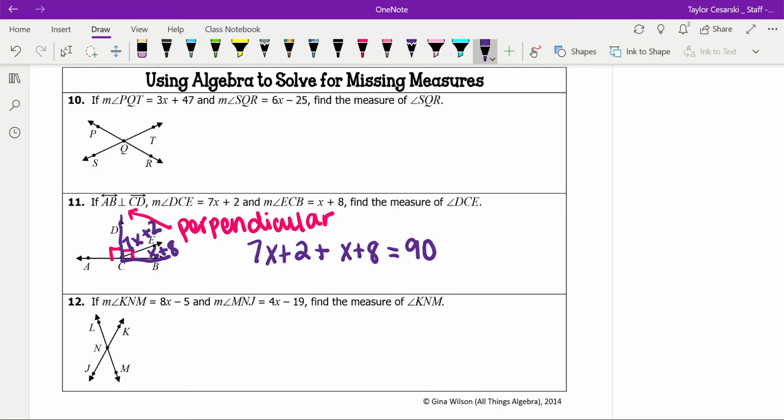Alright, so combine some like terms. I get 8x plus 10 equals 90. Minus 10 from both sides. 8x equals 80. And x equals 10.